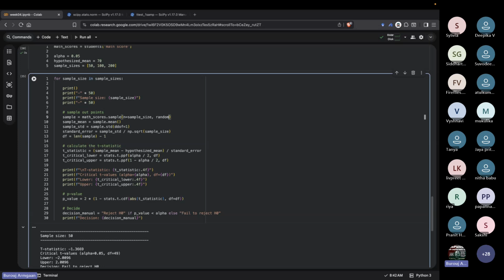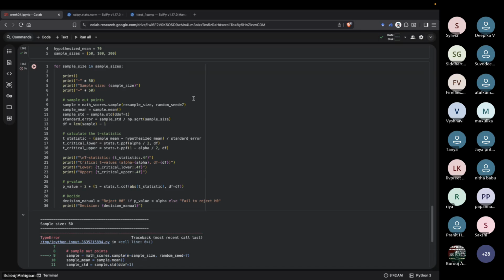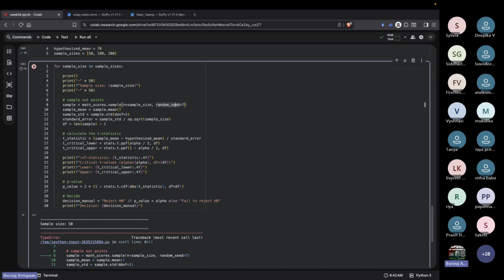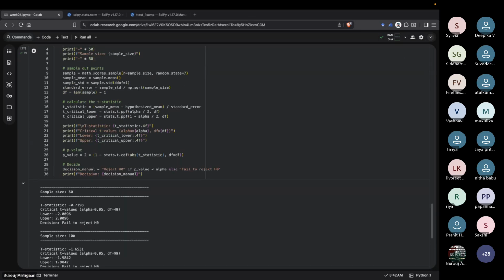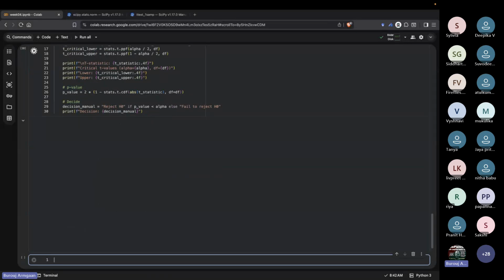So what we can do is we can say random seed is equal to 7. And in this case, oh, random state. If you run repeatedly, this value should not change.